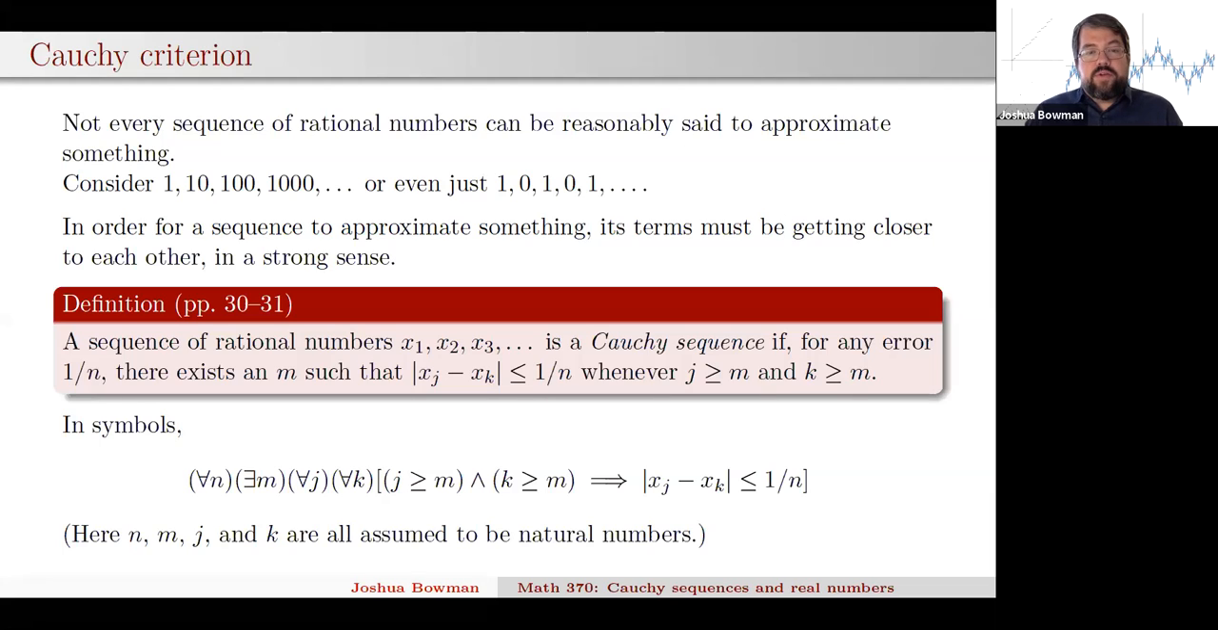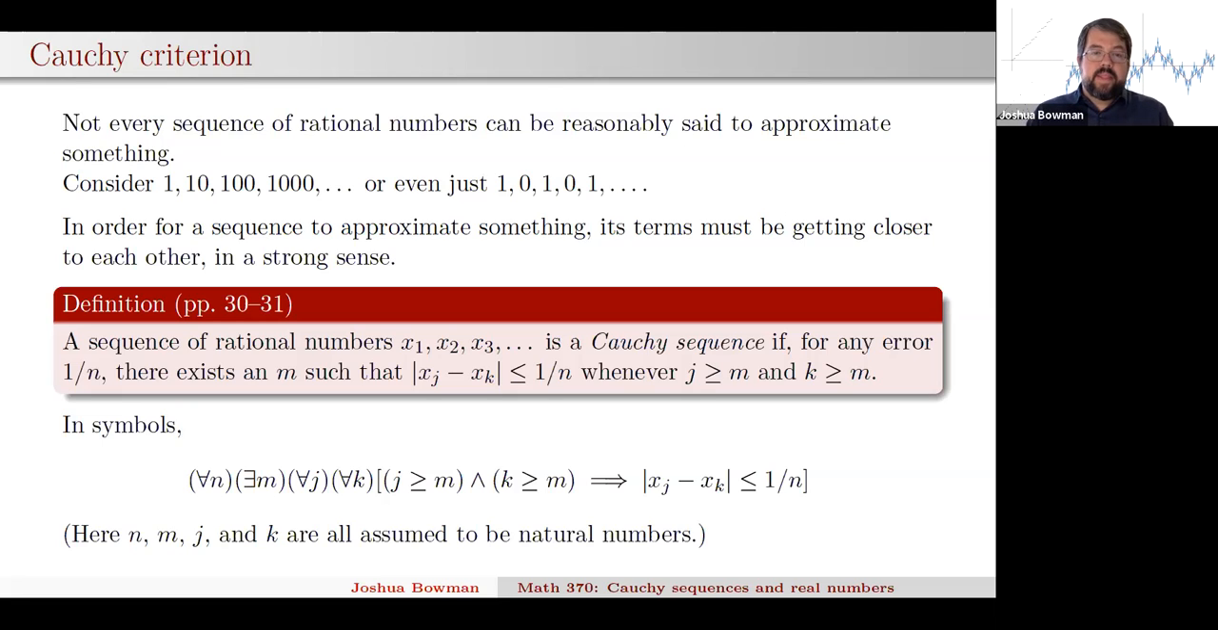So a sequence of rational numbers, x1, x2, x3, and so on, is a Cauchy sequence if for any error, 1 over n, so remember we're thinking of n as large, so this is a small amount, there exists some m such that the absolute value of xj minus xk is less than or equal to 1 over n whenever j and k are both greater than m. So n here we're using to control our error, and m is telling us how far along we must go in the sequence, and then j and k are telling us we can look at terms past that point labeled by m.